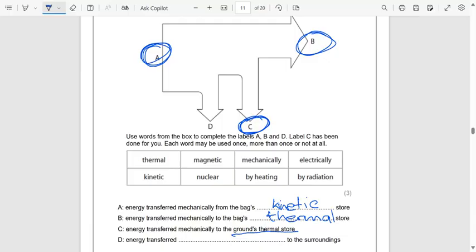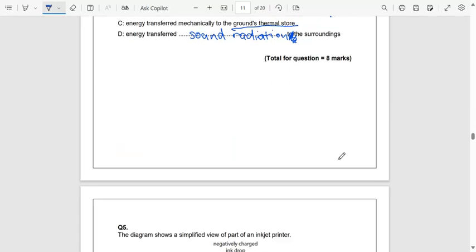And then the clapping of the hands, you know, this bag hitting the floor, hopefully that's giving you another clue. What's D? It's going to be energy transferred by sound radiation. Okay, sound radiation to the surroundings. Now I think my answer's better than their answer because they just say radiation, which can obviously mean light radiation as well as sound radiation. Okay, I think my answer's a better answer there. And that's the end of question 4.